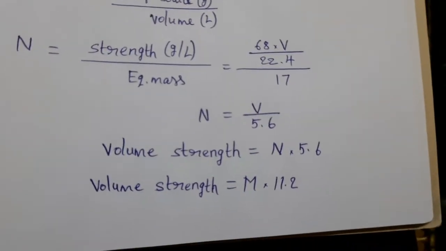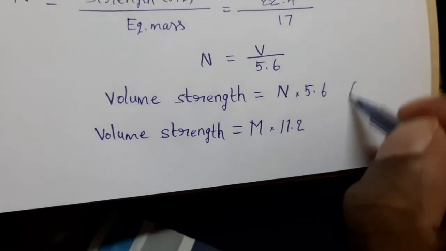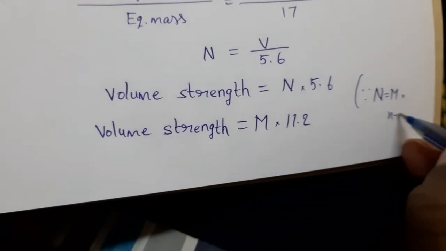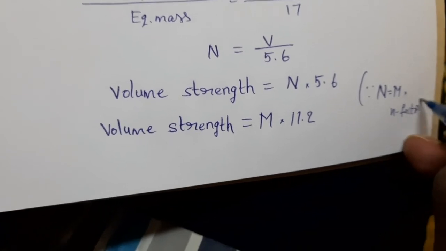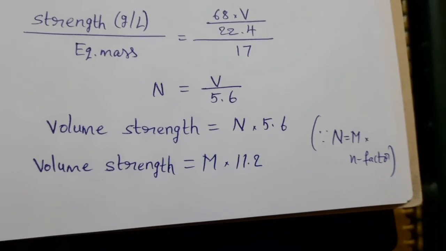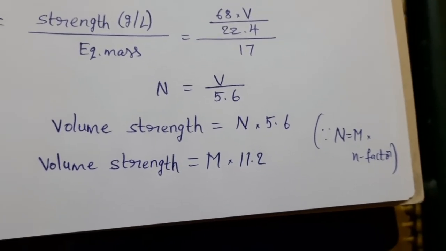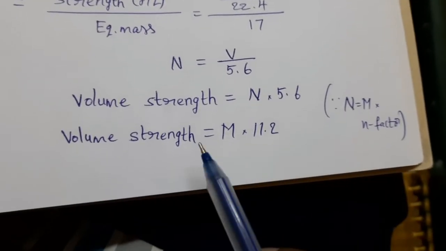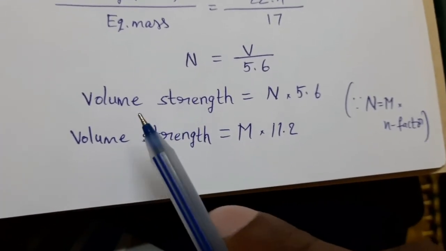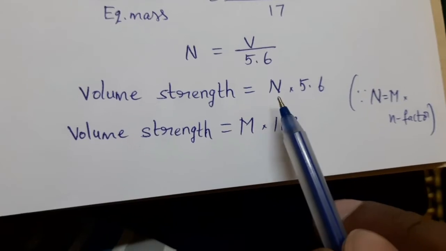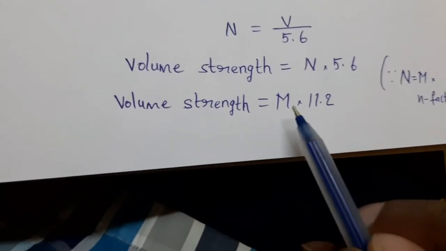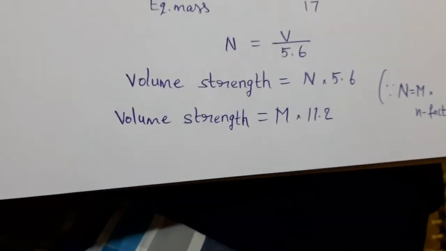Okay, already we know the normality molarity relation, normality N equal to molarity into N factor. For H2O2, N factor is 2. So by using this formula we can get this one. These two formulae are very important, remember carefully. Volume strength equal to normality N into 5.6, volume strength equal to molarity into 11.2.